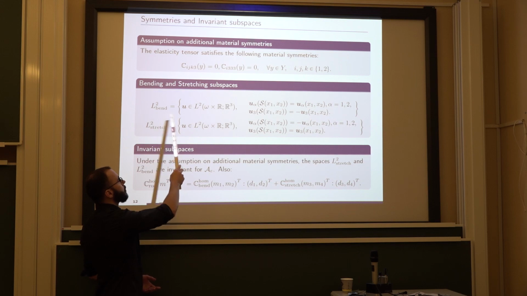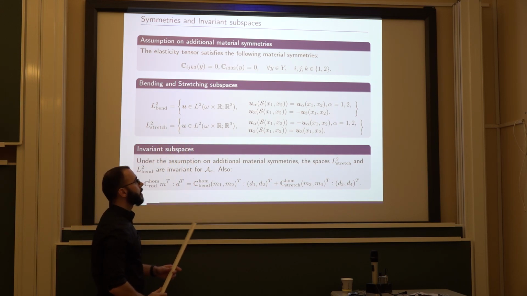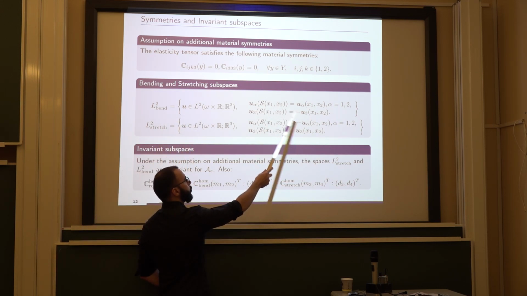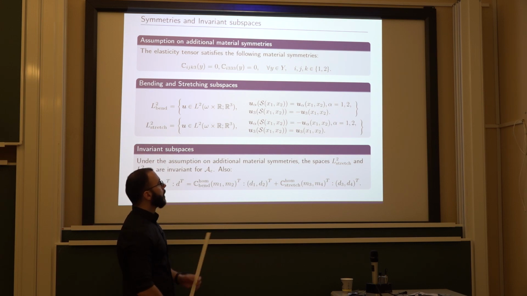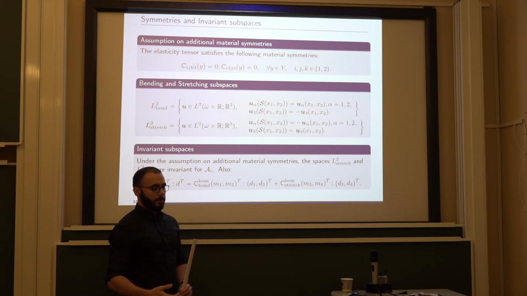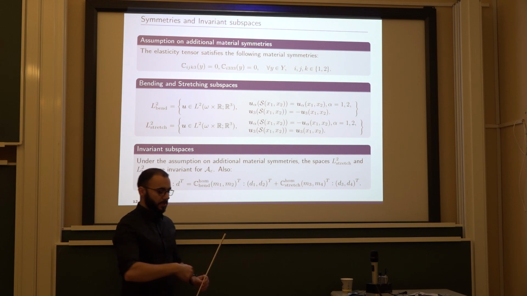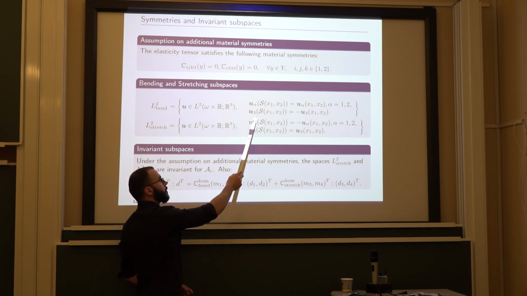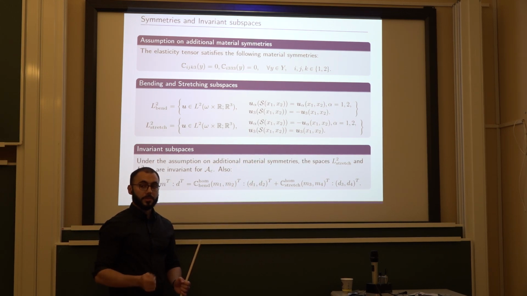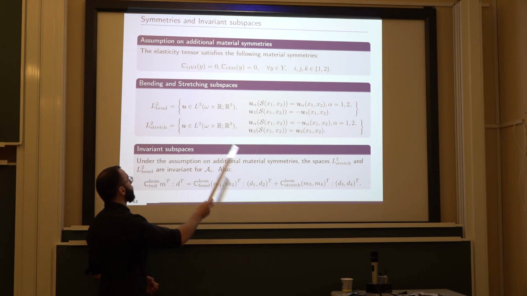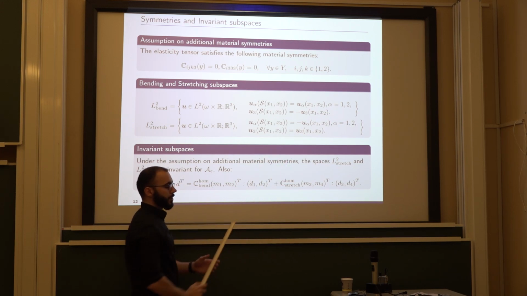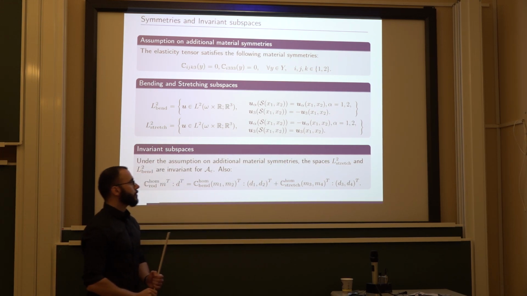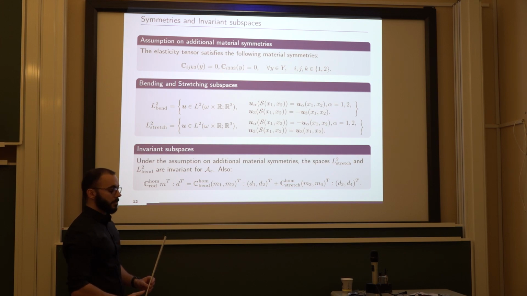L2 bend, for example, would be all the functions in L2 on the rod, which in the first two directions, opposite to the length of the rod, would be even with respect to central symmetry, and the third component would be odd with respect to central symmetry. And let's say that we define L2 stretch, where the first two components would be odd and U3 would be even with respect to central symmetry.